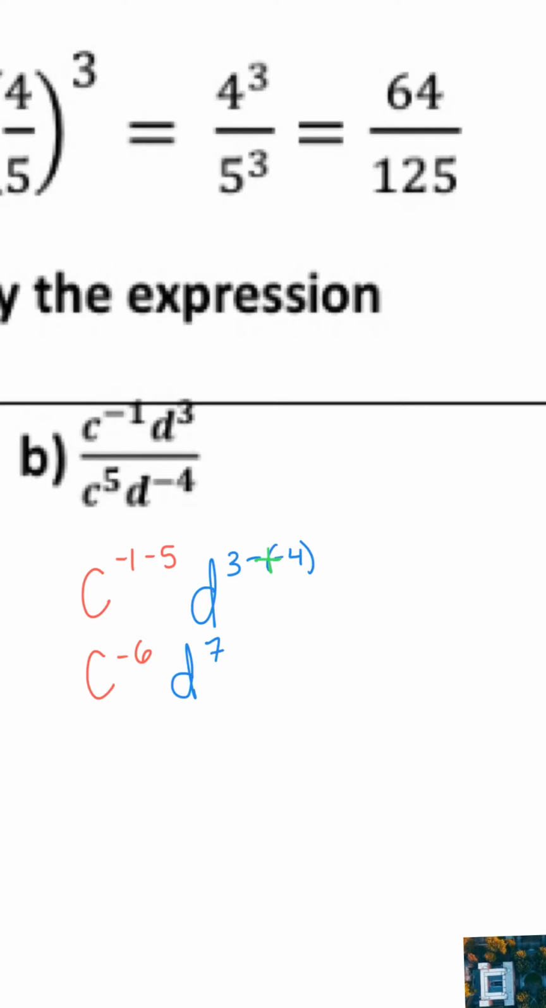Now I'm not quite finished yet. I have a negative exponent, so I need to put it where it belongs. So I see c to the -6, which means it goes into the denominator, so I'll have c to the +6 once it's moved to where it's supposed to be, and then d to the 7th on the top. And that's my answer.